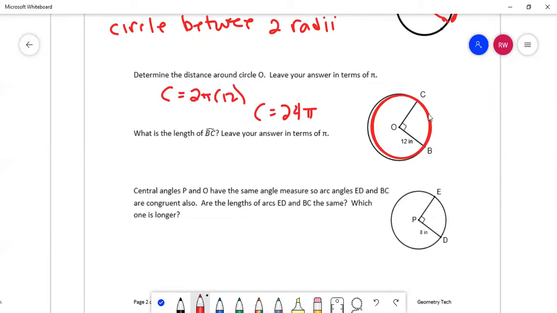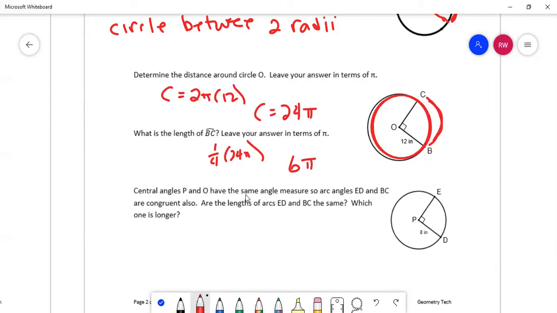What is the length of arc BC? What's the length of this arc right here? Well, the central angle is 90 degrees. You know that's a quarter of a circle. So 1/4 of 24 pi. The whole thing around is 24 pi, a quarter of that. So the distance is 6 pi. If I walked completely from C all the way around to C, I'd walk 24 pi. But if I start at C and end at B, I'd only walk 6 pi, which is a quarter of the circle.